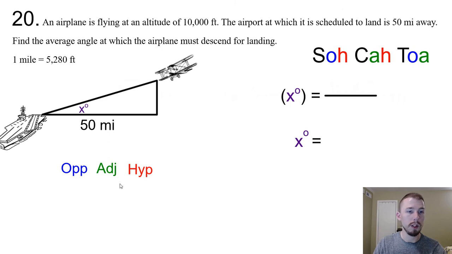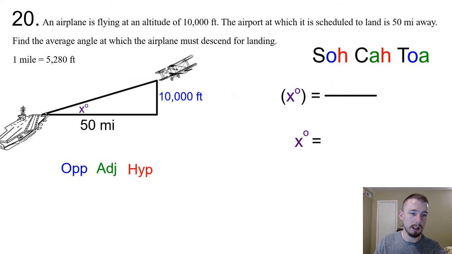All right, number 20. An airplane is flying at an altitude of 10,000 feet. The airport at which it's scheduled to land is 50 miles away. Find the average angle at which the airplane must ascend for landing. Keep in mind 1 mile is equal to 5,280 feet. So on this one we have our altitude of 10,000 feet. That's going to be this length here.